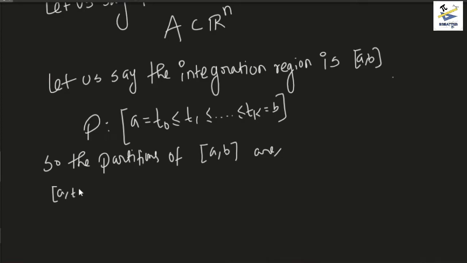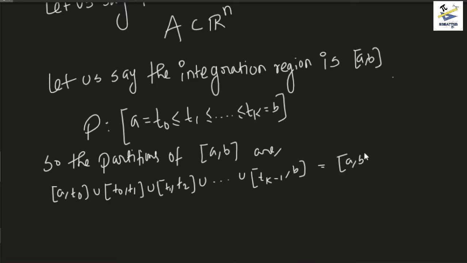So it's basically like this: [a, t0] union [t0, t1] union [t1, t2] union, and all the way up to the union of [tk-1, b], where b is basically tk, right? And here a is t0, so this interval is basically a singleton. Anyway, this is what comprises [a, b]. So t0 to t1, t1 to t2, there are k subintervals.